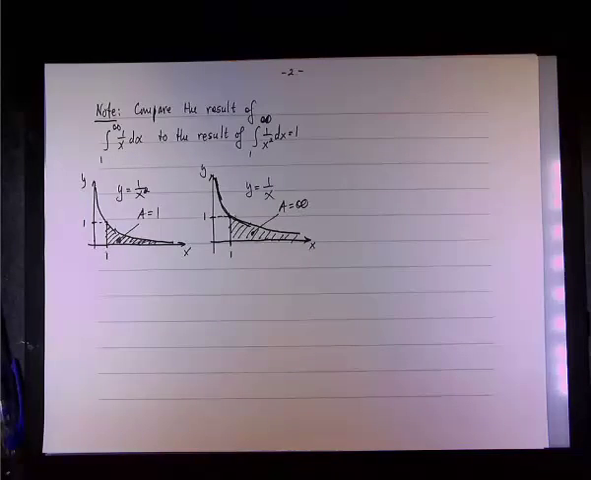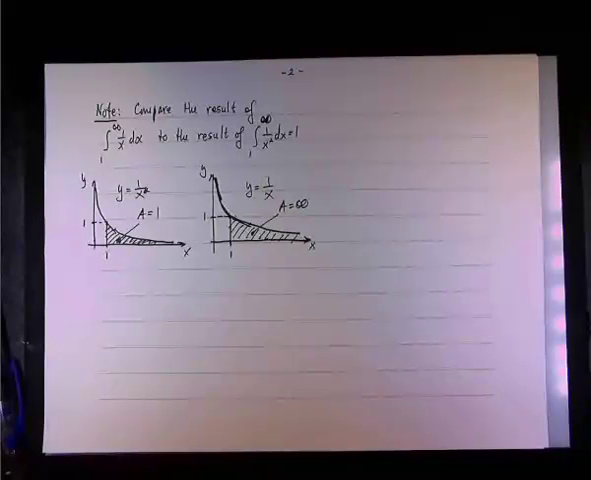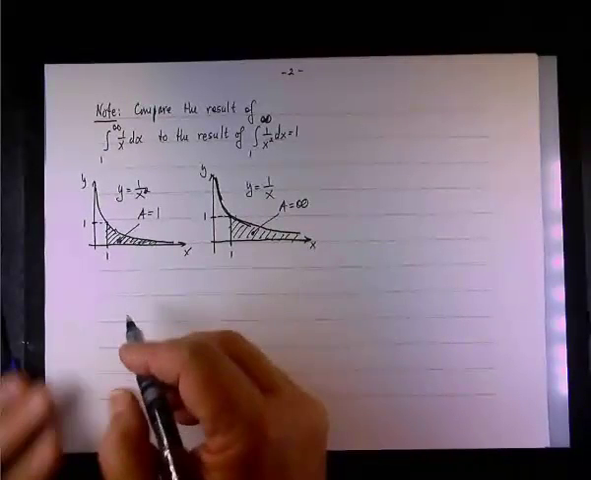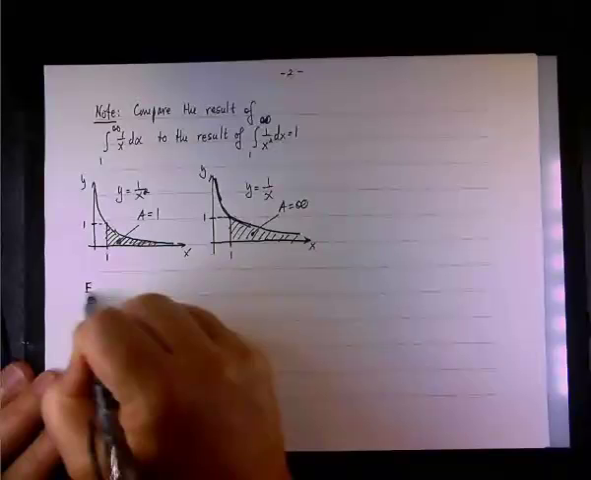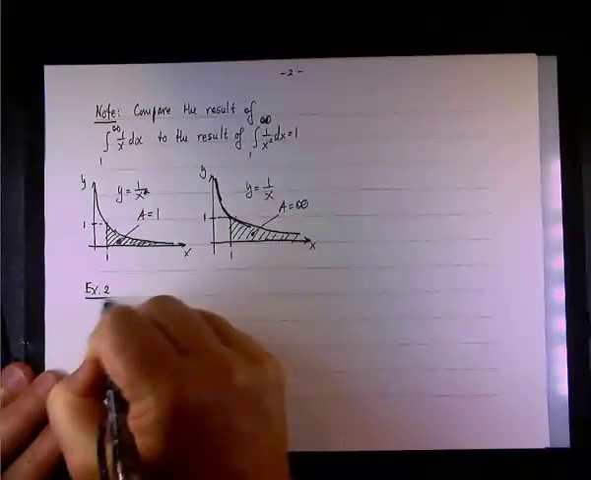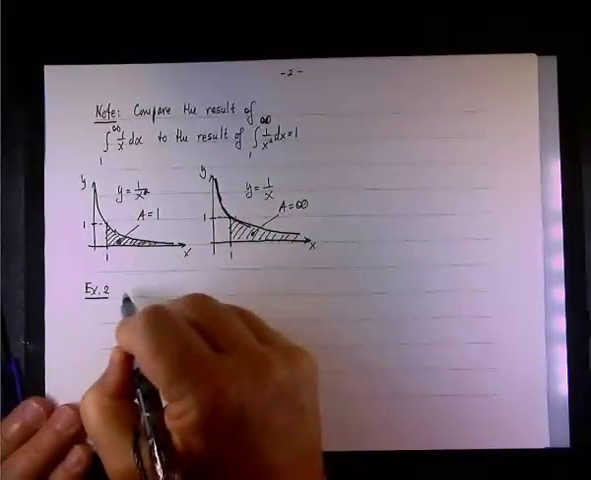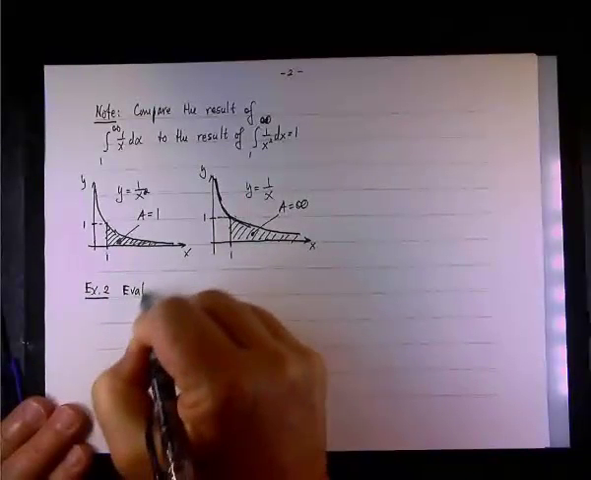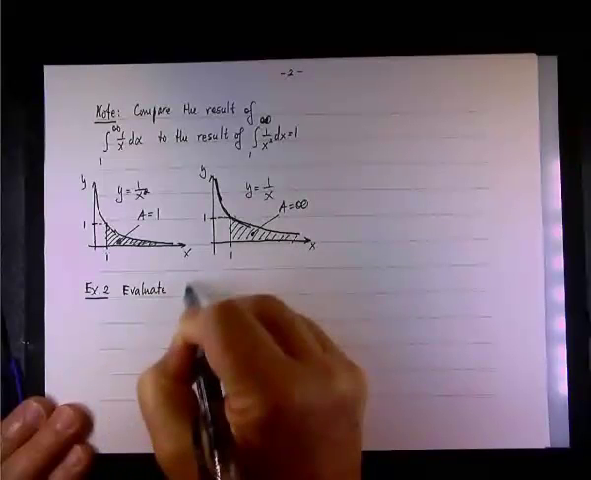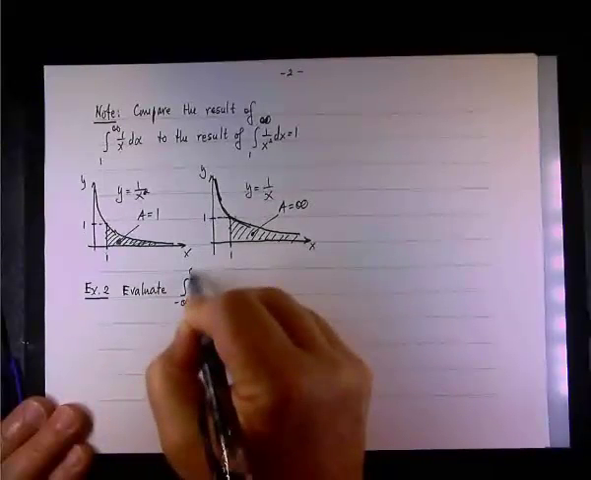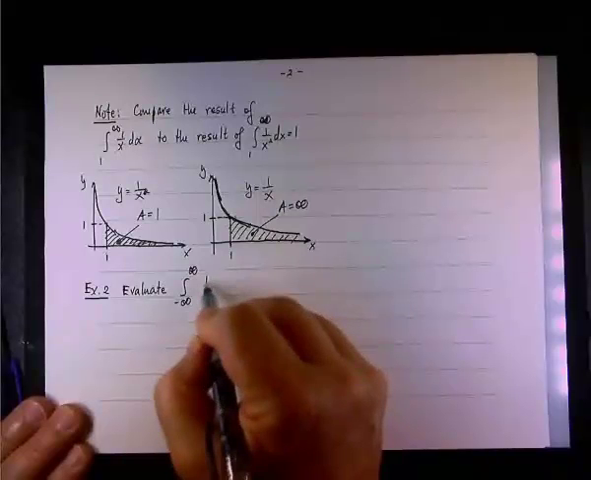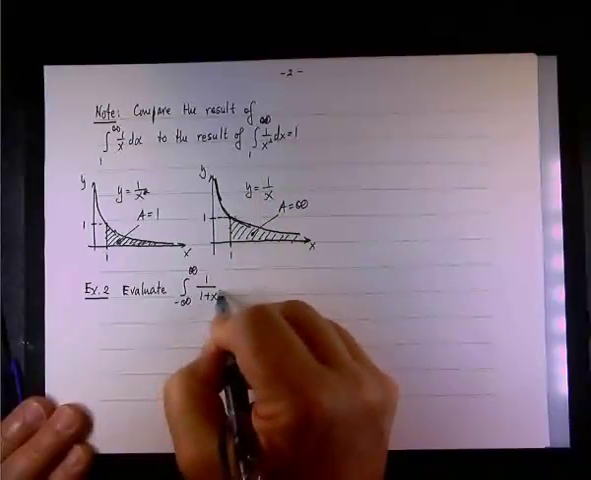In the next example, I want actually to calculate something that goes from negative infinity to infinity. In other words, I'm going to use the third definition, if you recall. So this will be example 2, and let's evaluate the integral from negative infinity to infinity of 1 over 1 plus x squared dx.